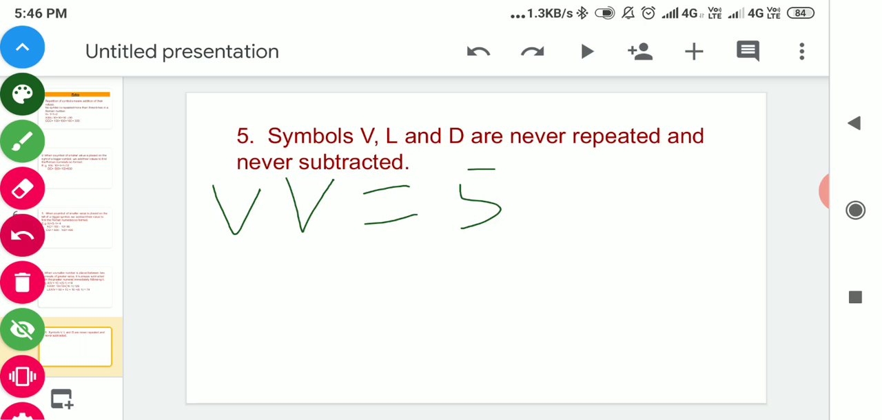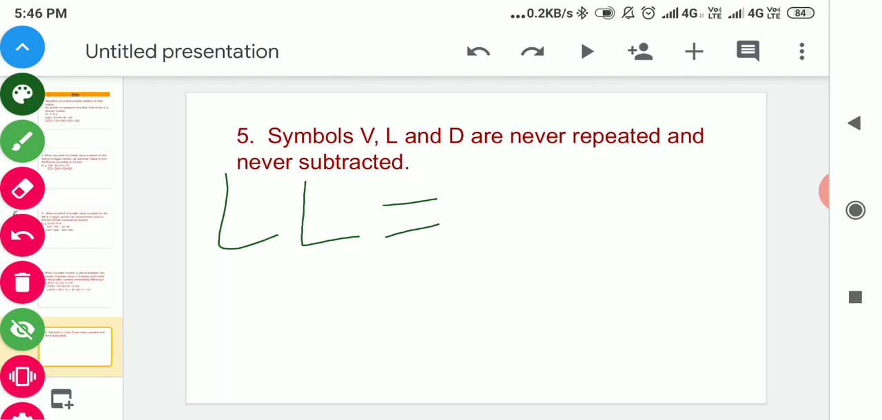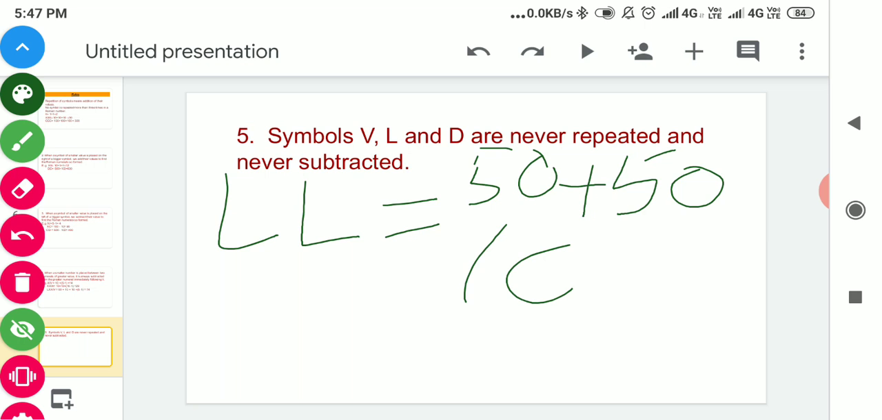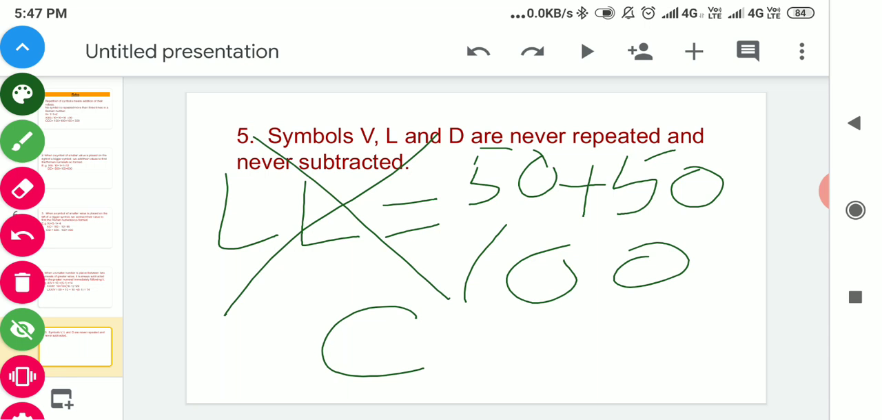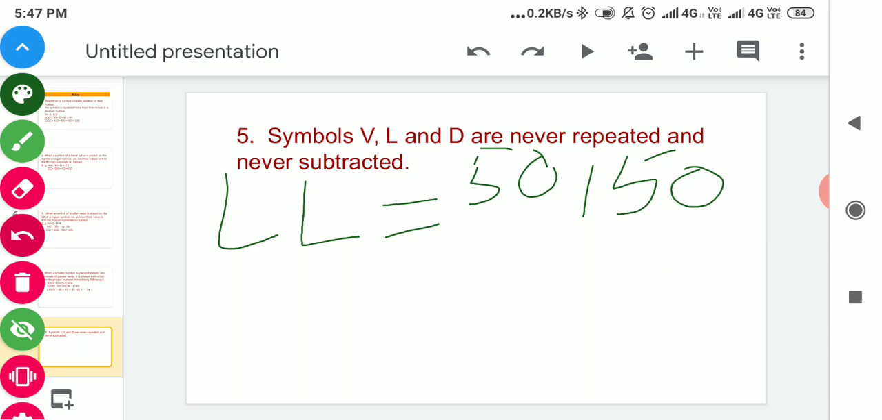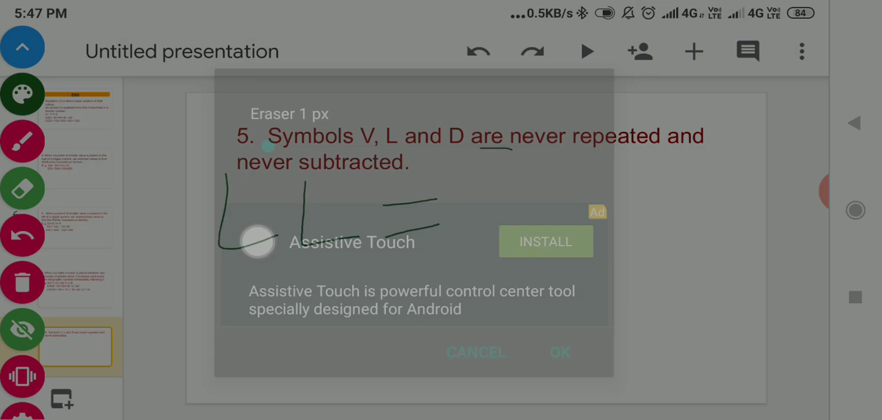Next, take the example L. L is 50 and the second L is also 50. So if we do according to rule number 1, we will do addition because the number is repeated. So the answer will be 100. But we know 100 denotes C. So it means this is wrong. So we cannot repeat L also. And similarly D also cannot be repeated.